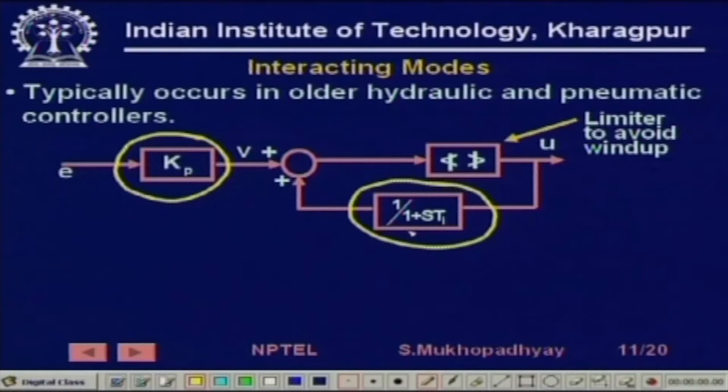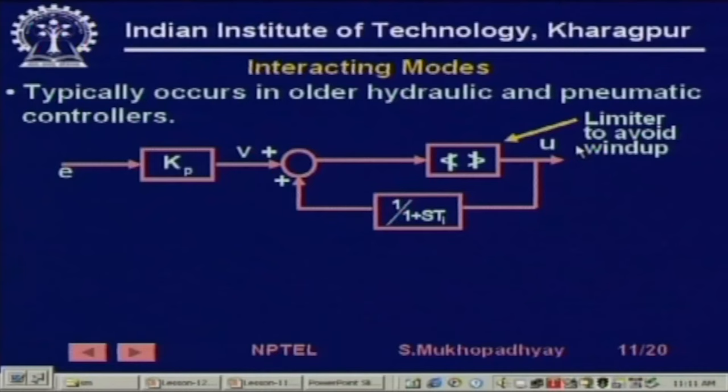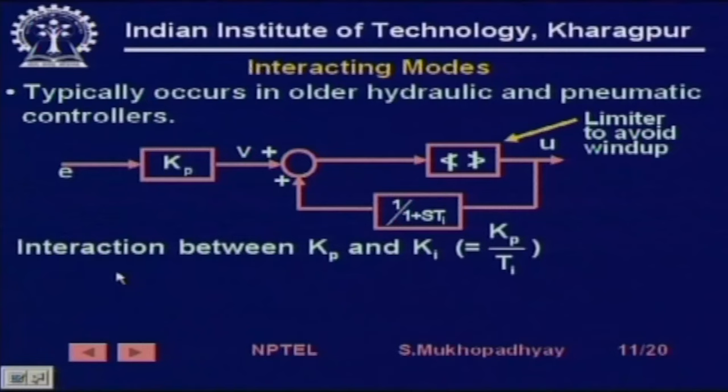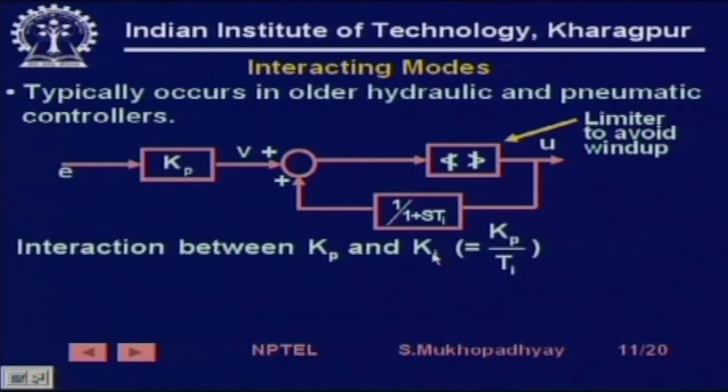So the controller structure, look at this structure. For the time being let us forget about this one, assume that it goes directly, it is one. So if you take this structure, then if you compute the transfer function between U and V, first of all note that Ki is realized as Kp by Ti. So there is interaction, this is called an interactive mode, because if you change the proportional gain Kp, then the integral gain Ki also changes. So whenever you change Kp, if you want to keep the integral gain constant, you have to also change Ti. So the various parameters cannot be varied in a non-interactive mode, but they will be interacting, okay.